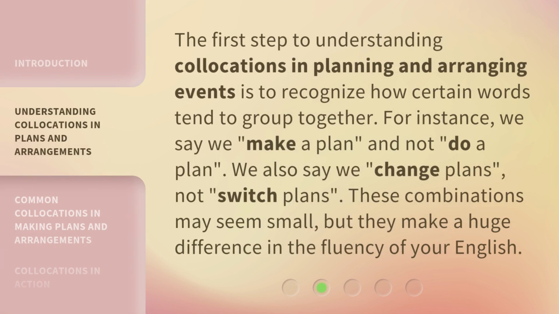The first step to understanding collocations in planning and arranging events is to recognize how certain words tend to group together. For instance, we say we make a plan and not do a plan. We also say we change plans, not switch plans. These combinations may seem small, but they make a huge difference in the fluency of your English.